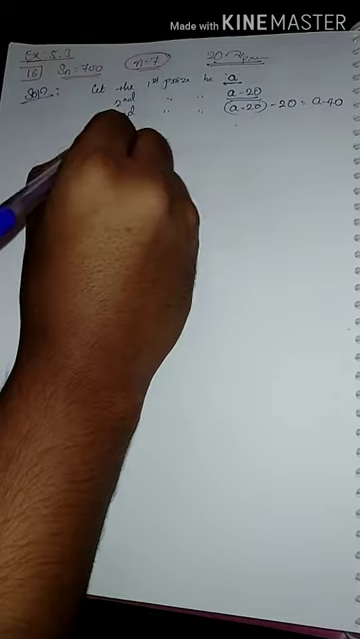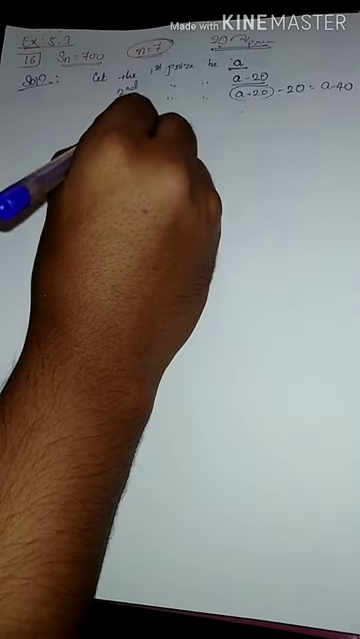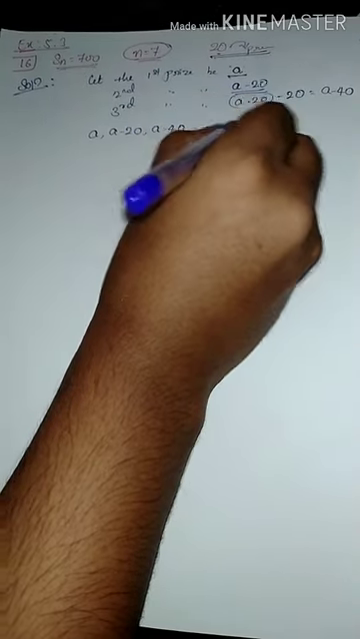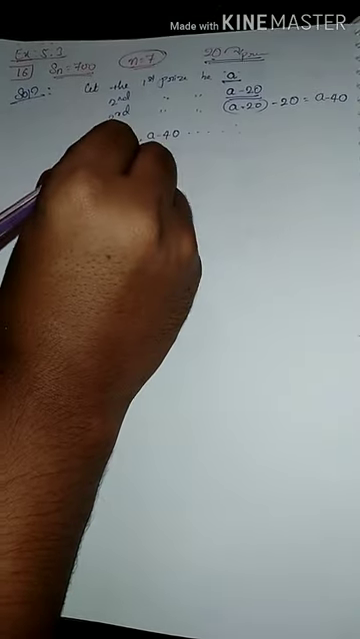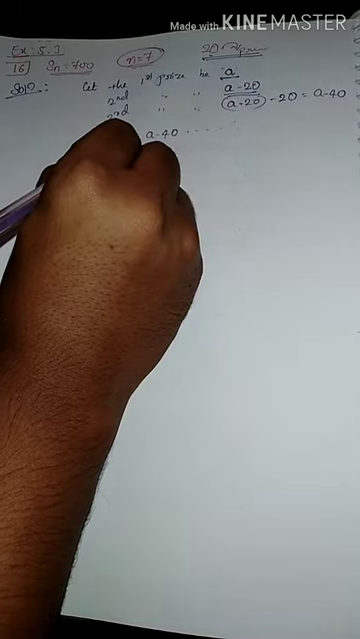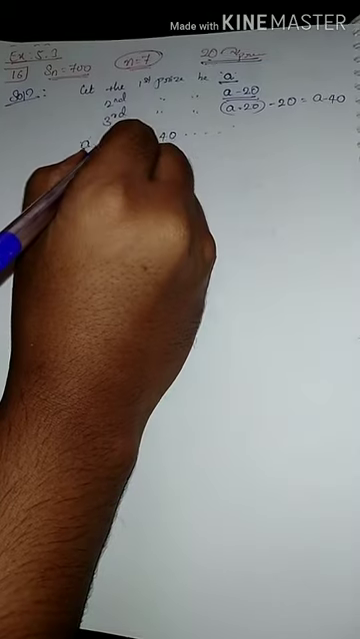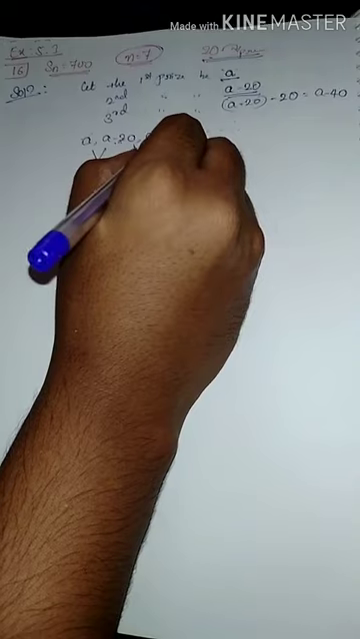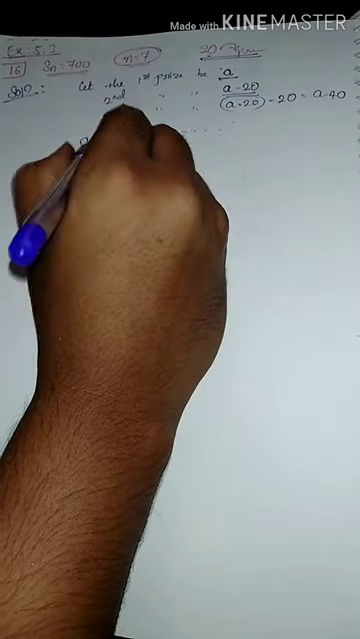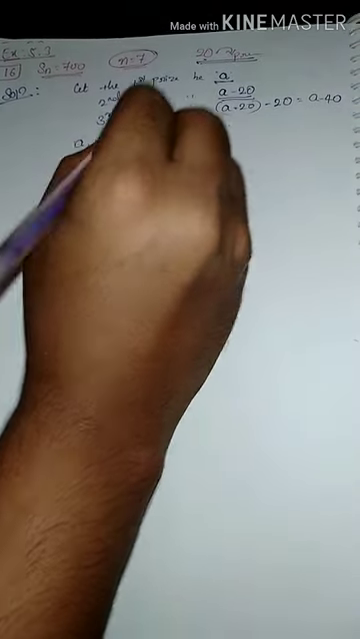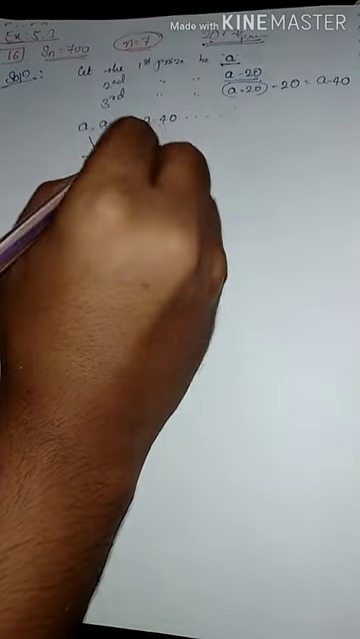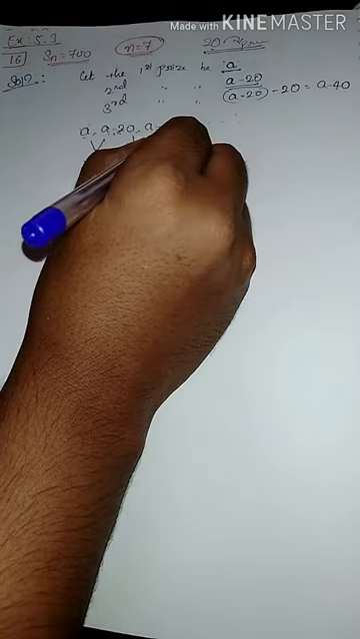So the series will be A, A minus 20, A minus 40, and so on. Here the difference between T2 and T1 is A minus 20 minus A, A minus A get cancelled, remaining term minus 20. And T3 minus T2, A minus 40 minus A plus 20, A minus A get cancelled, minus 40 plus 20 is minus 20. So here the difference is same. Since difference is same, it is an AP.